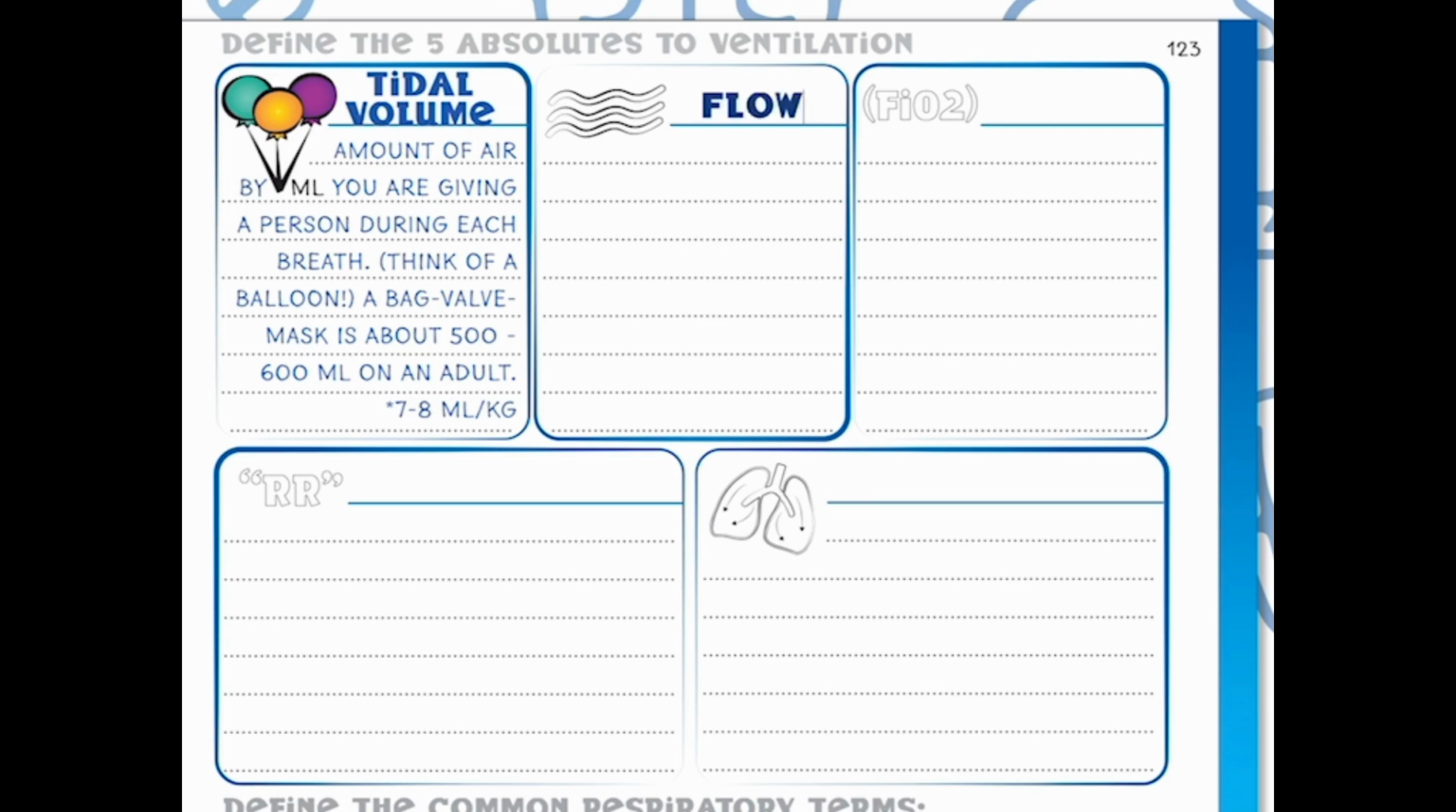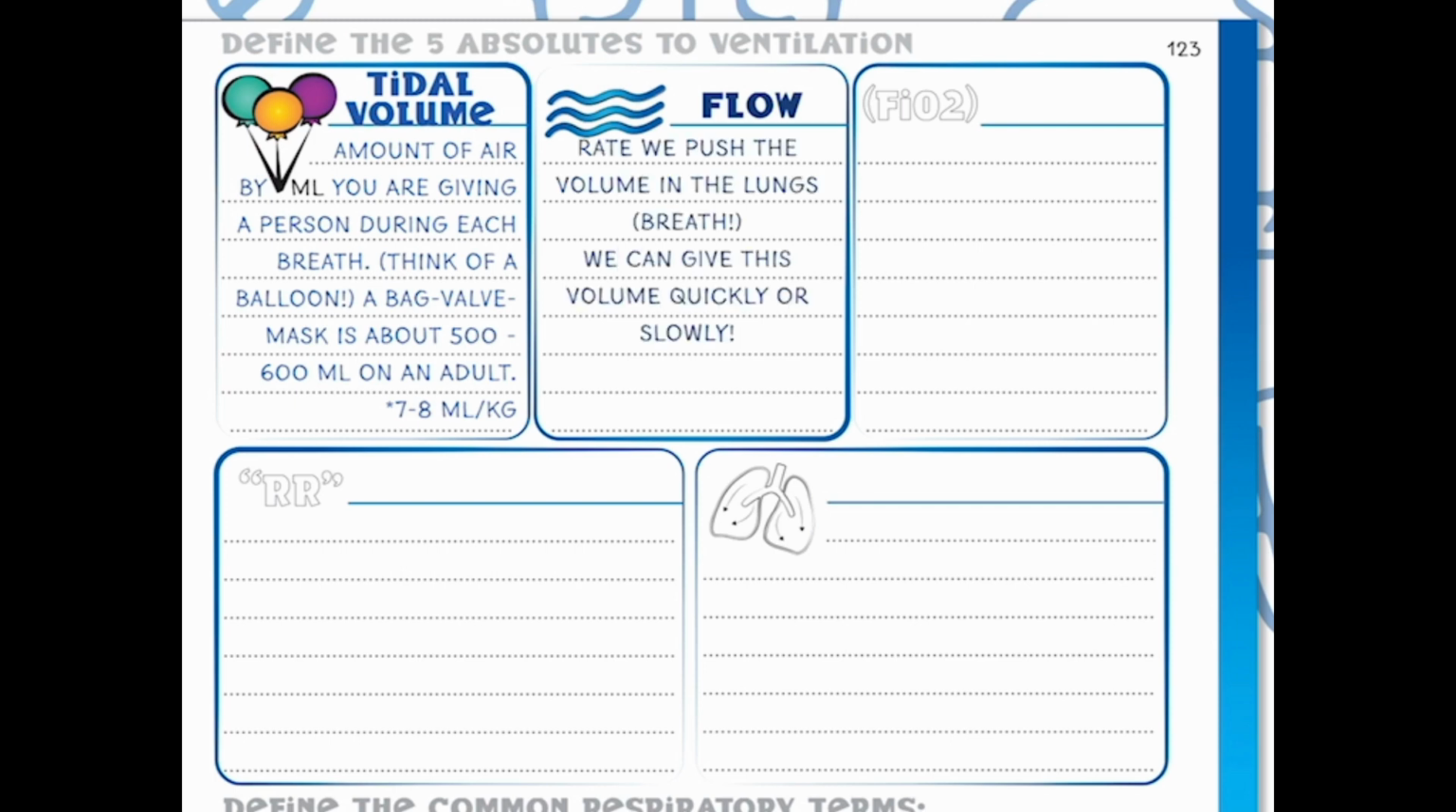And next we have our flow rate. So this is the rate that we're going to push volume into our lungs. We can give this volume quickly, or we can give this volume slowly. So when you hook your patient up to oxygen and you put them on 2 or 3 liters, or you hear that a patient is on 2 or 3 liters, this is your flow. So essentially this is saying they're on 2 liters per minute. And this is not to be confused with our respiratory rate.